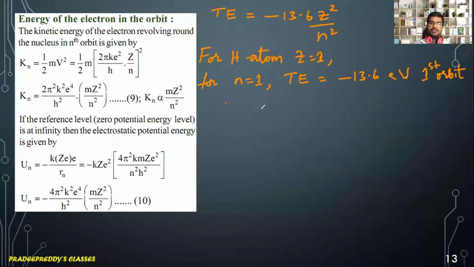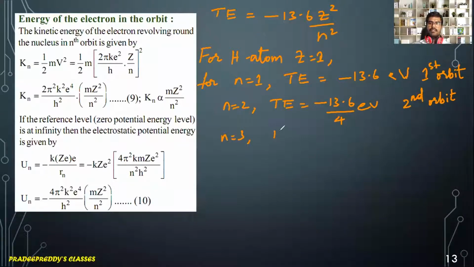For n equal to 2, total energy will be equal to minus 13.6 divided by n square. It is 2 square, which is 4, electron volt. This is in the second orbit. Likewise, n is equal to 3. Total energy will be equal to minus 13.6 electron volt divided by 9. This is for the electron in the third orbit.